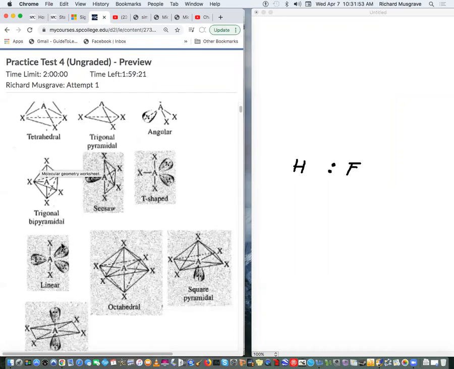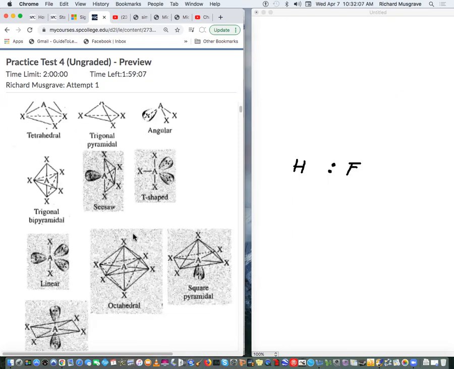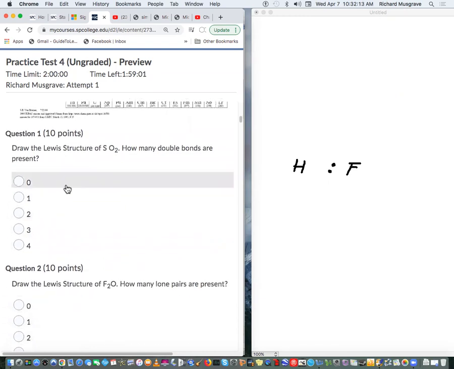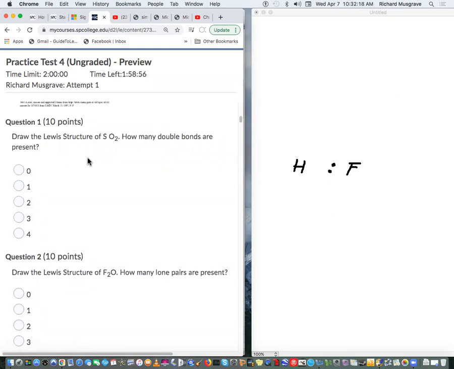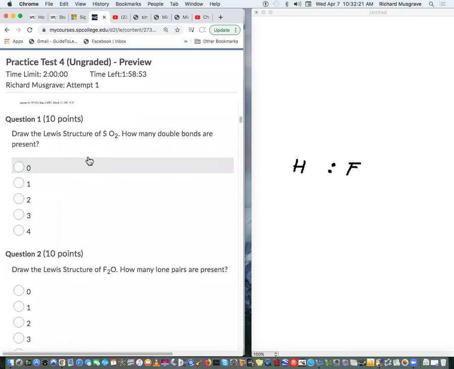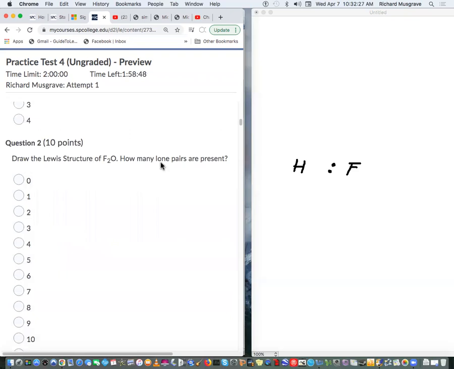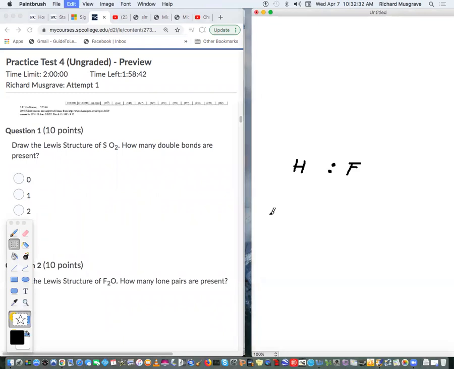So these are all the trigonal bipyramidal overall shapes, these 4 here that I'm showing with the cursor. And these 3 are the ones that are all octahedral overall shapes. Okay, so these are all shapes of atoms that you're seeing here. Okay, so let's see how we do something like this. So we've got to draw the Lewis structure of SO2, how many double bonds are present. This is something we already did back in test 2, I think. And figuring out how many lone pairs are present. All right, let's see how we go with this.